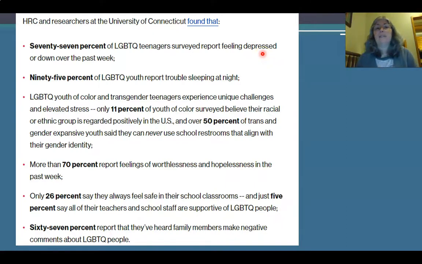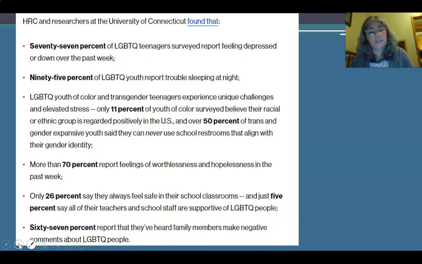One of the statistics that really stood out to me was down here. Only 5% of these 12,000 LGBTQ students said that all of their teachers and school staff were supportive. That to me is quite a sad statistic and shows that in schools we could be doing much better.